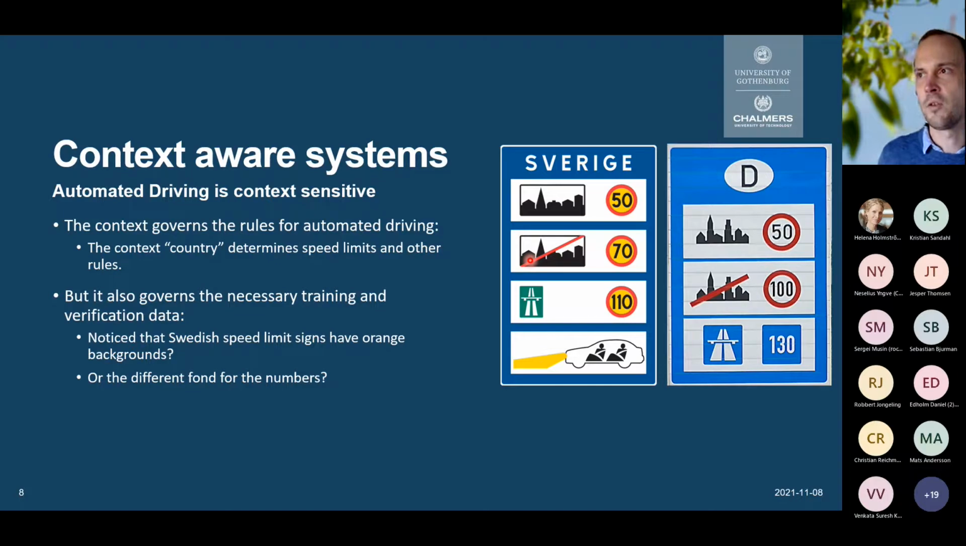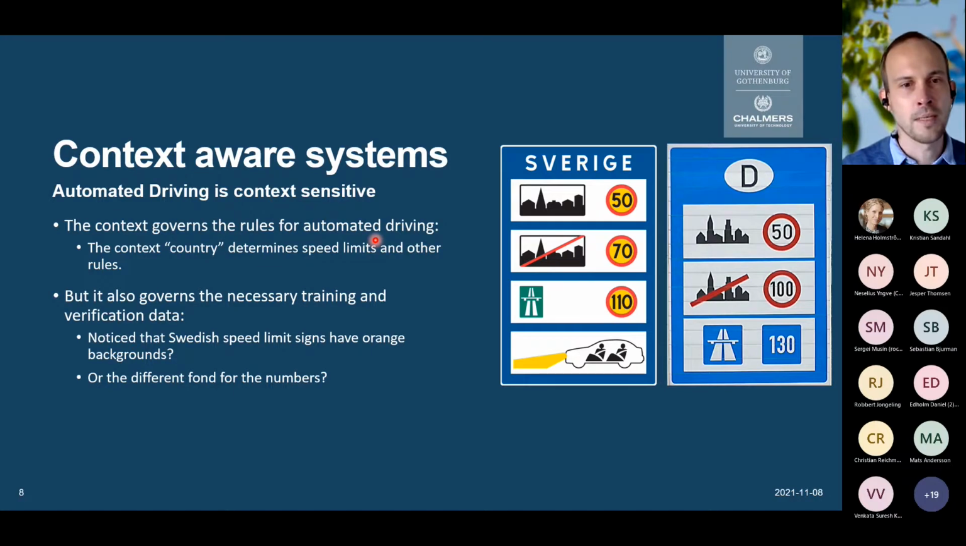So imagine you have a system that you trained for recognizing speed limit signs on German roads. It will have been trained with data containing speed limit signs that have a white background. So you cannot really guarantee that it will also recognize speed limit signs with an orange background and with a different font for the numbers. And it gets even worse.